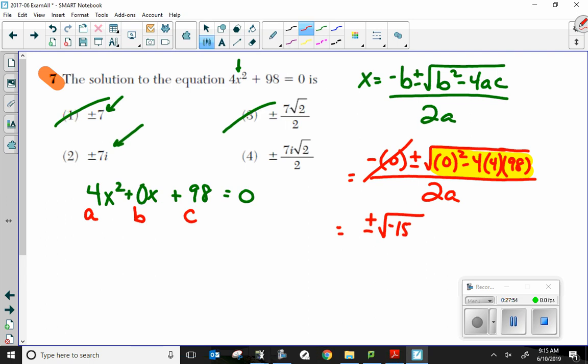Negative 1568 all over 2 times a, which is 4. I didn't put that 4 in right there, I just left it in a. You might think to yourself, that's going to be real difficult to figure out what goes into it. One of the factors of 1568 is going to be 2. Either it's going to go unevenly, or you're going to have a factor of 2.